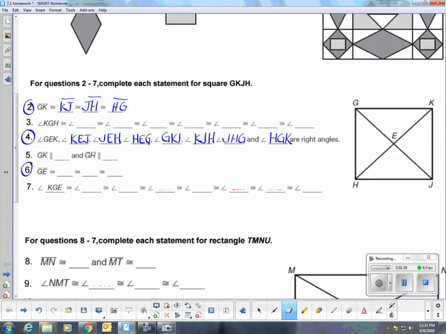Number 6 is referring to segment GE, and because a square is a parallelogram, the diagonals do bisect each other, and also in a square the diagonals are congruent to each other. Therefore, GE is congruent to EJ, which is also congruent to EK, and also congruent to EH.